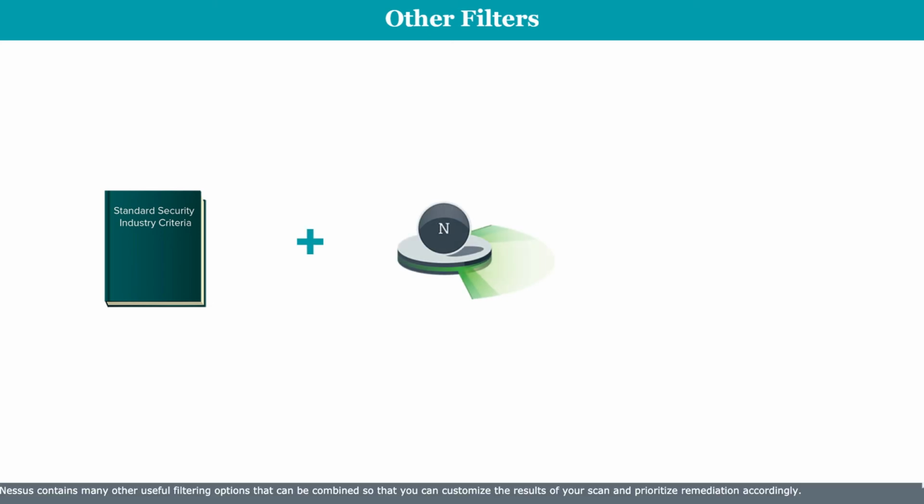These examples illustrate the power of filtering based on standard security industry criteria. Nessus contains many other useful filtering options that can be combined so that you can customize the results of your scan and prioritize remediation accordingly.